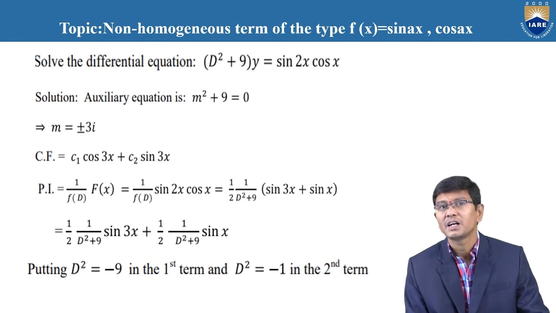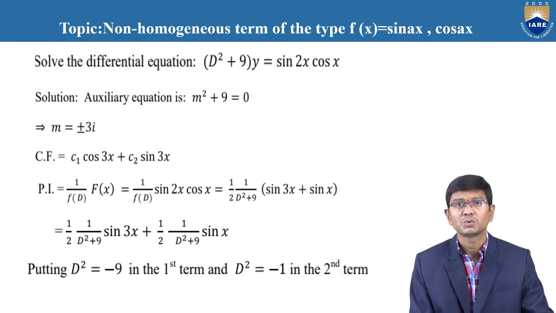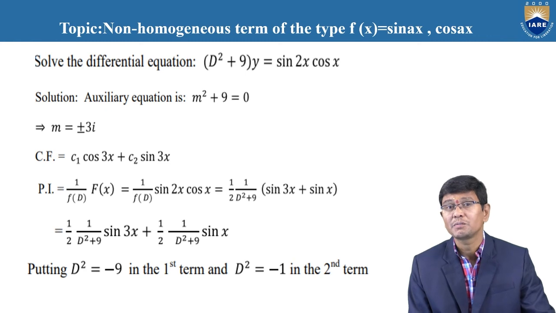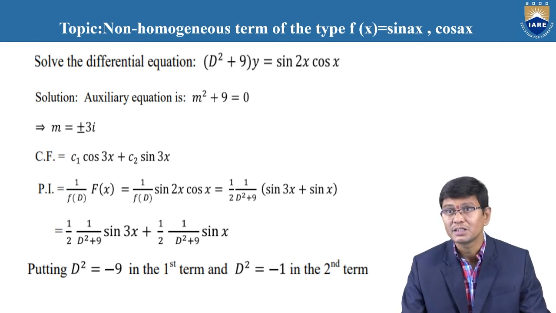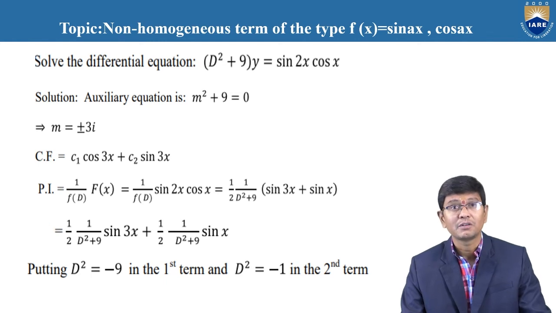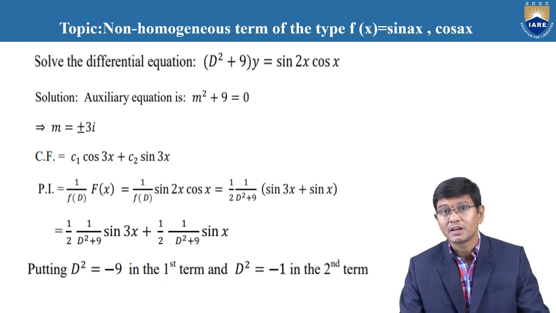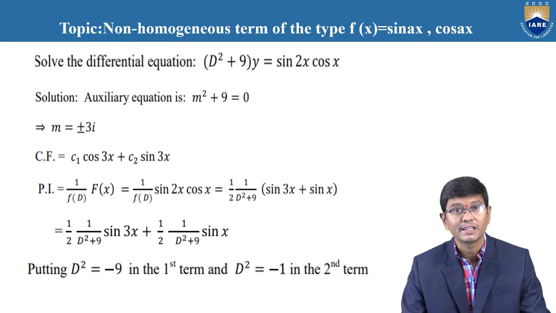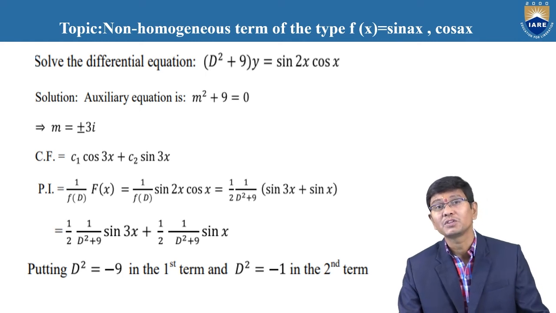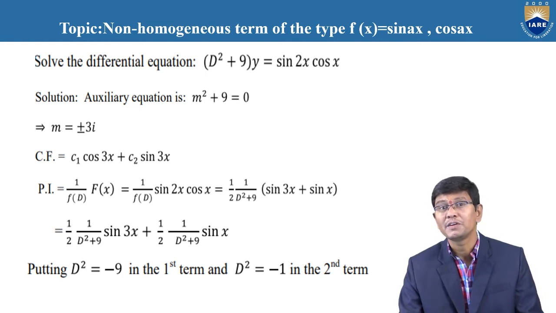Now we'll go on to discuss another problem. To solve the differential equation d square plus 9 into y is equal to sin 2x into cos x. Here also, first we need to discuss the complementary function, and after that we will discuss the particular integral. For the complementary function, we need to convert the problem into an auxiliary equation.